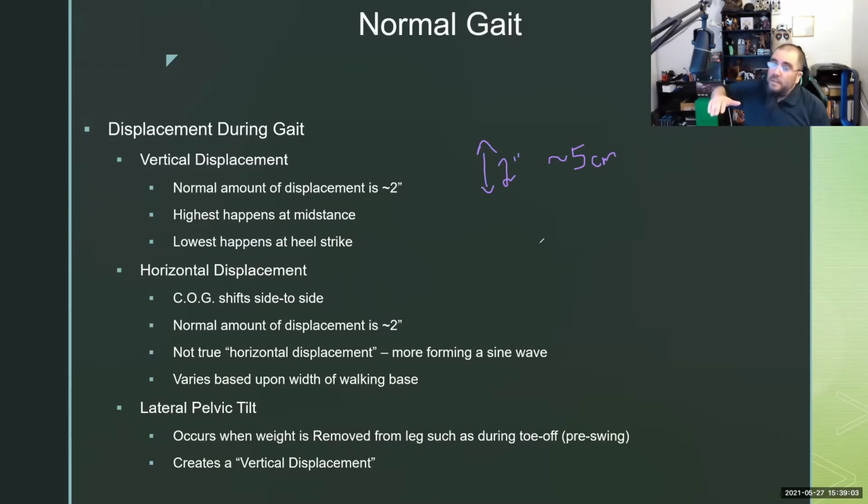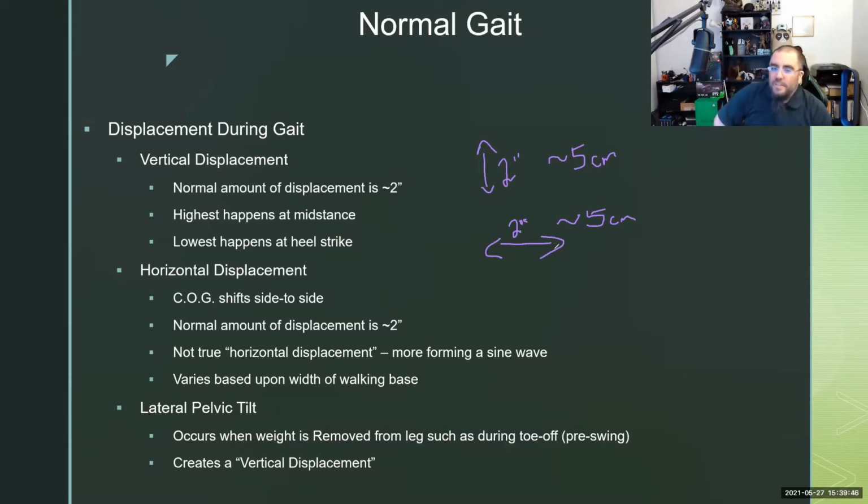Your highest point is at mid stance, when you have the one leg fully extended. The lowest point is when you're at heel strike, when you're kind of stepping down. The good news is your horizontal displacement, moving side to side, is, guess what? 2 inches or 5 centimeters. That should make you guys feel a little bit of relief that I don't have to remember a ton of numbers. If you can remember 2 inches for vertical and horizontal displacement, you've got those answers. So that's where our body shifts side to side.